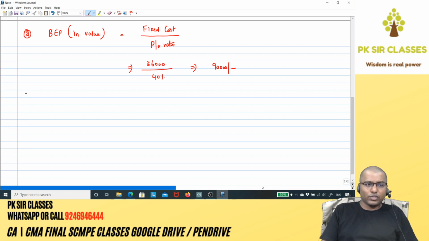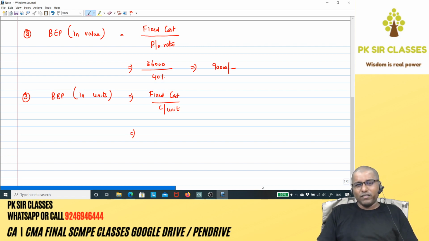Moving on to the next one. Third: BEP in units. Now he wants us to find BEP in units, which means BEP in volume. What is the formula? We are already aware of it: fixed cost divided by contribution per unit. When it comes to marginal costing, you can do it in any number of ways. You can use the typical formula, or take the BEP in rupee sales and divide it with selling price per unit, which is 20. You'll get the same answer anyway.